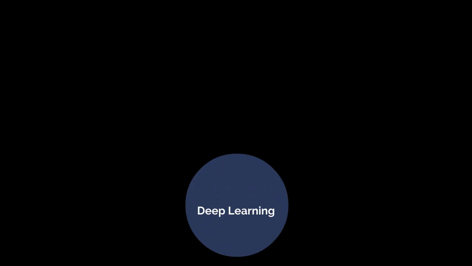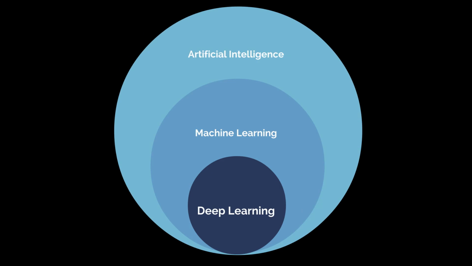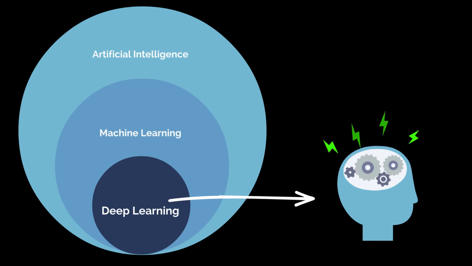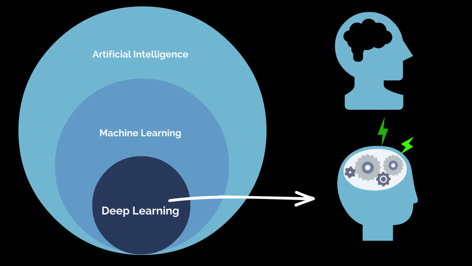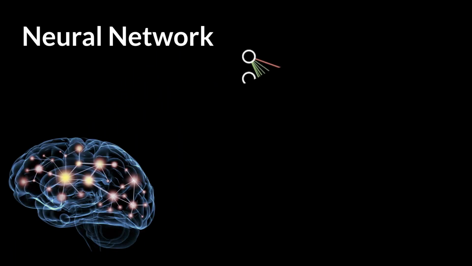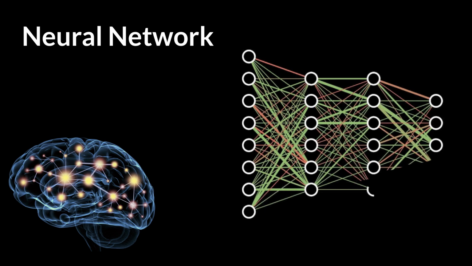Deep learning is a subfield of machine learning, which in turn is a subfield of artificial intelligence. Deep learning focuses on teaching computers to learn from and process data, just like how humans do. The key component of deep learning is the use of neural networks. Neural networks are inspired by the structure and function of the human brain, with interconnected layers of nodes, also known as neurons.